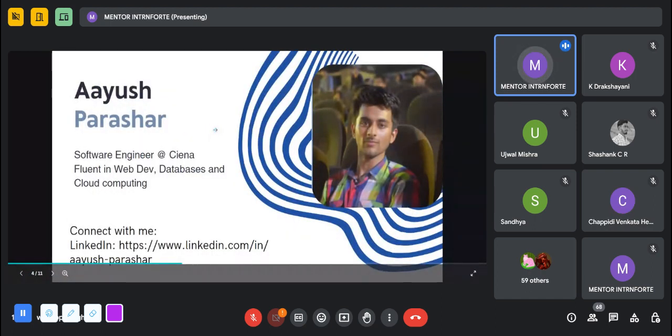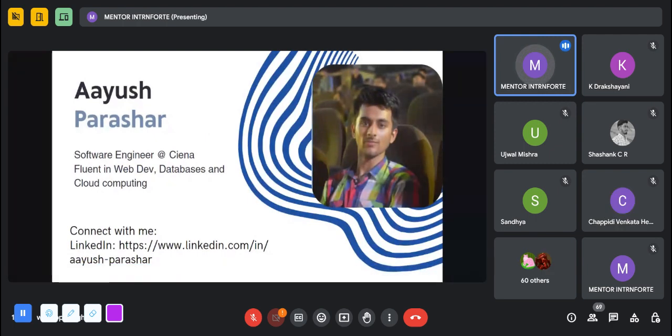My name is Ayush Parashar. I am a software engineer at Ciena currently. I am fluent in web development, databases, and cloud computing. So here's my LinkedIn ID if you want to connect with me or even ask something outside the session.